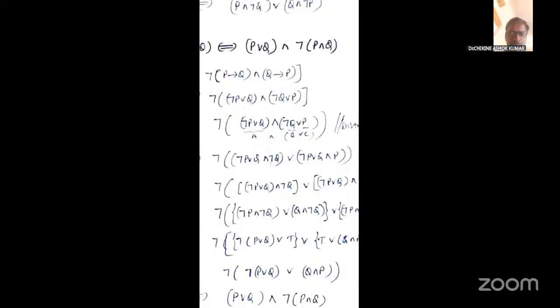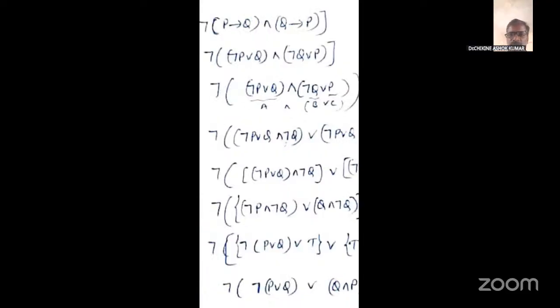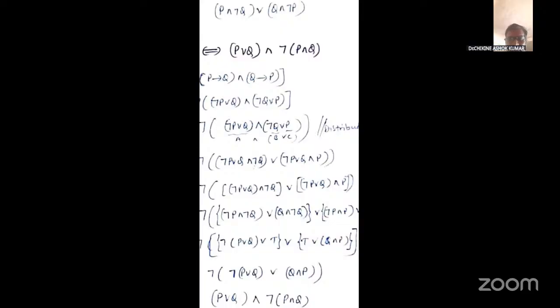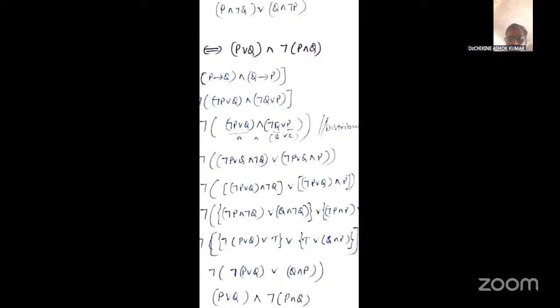So it will become negation of negation P union Q is here. This step: negation of negation P intersection negation Q union Q intersection negation Q. So it will become here, this I'm writing: negation P union Q intersection negation Q, negation P union Q intersection P. So here I am taking negation P union Q as the common quantity.